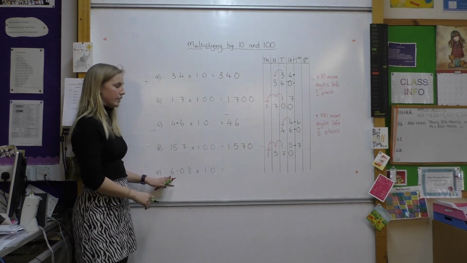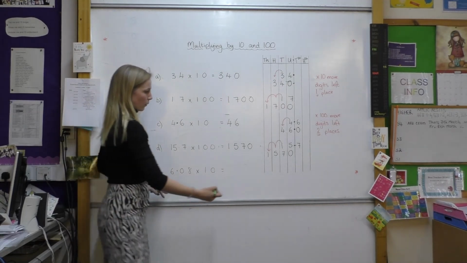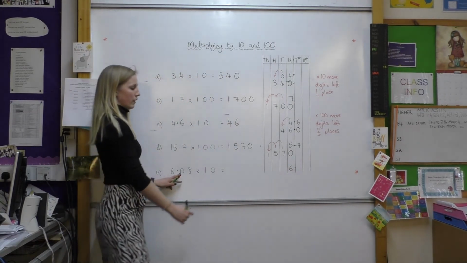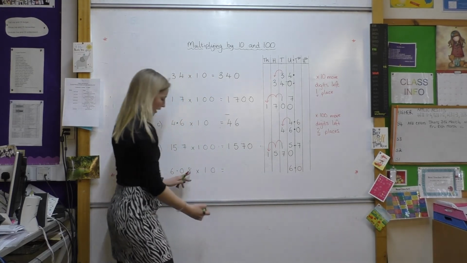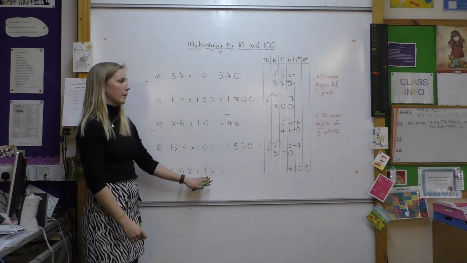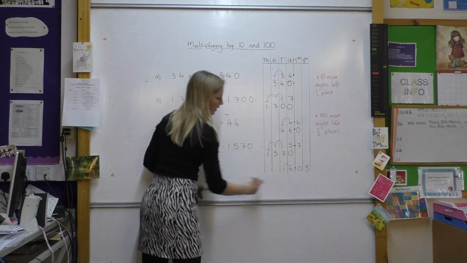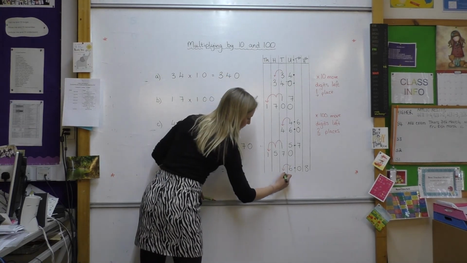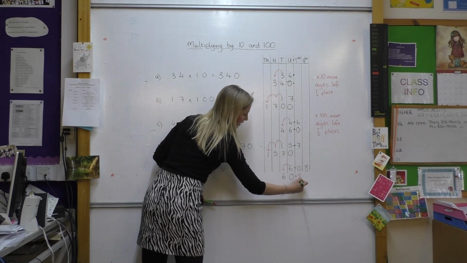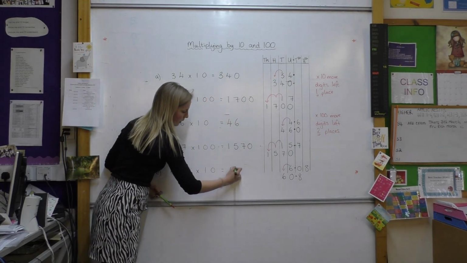Finally, we've got a decimal which has 2 decimal places. We then are going to put our 6 into our units column, our 0 into our tenths column, and our 8 into our hundredths column. This time we're multiplying by 10, so moving it 1 place to the left. That brings our 6 into our tens column, our 0 into our units column, and our 8 into our tenths column, giving us an answer of 60.8.